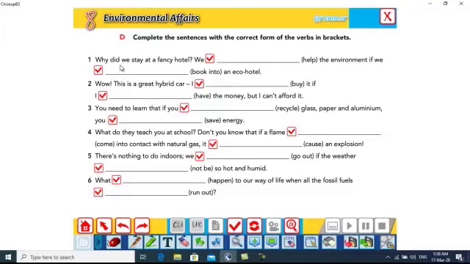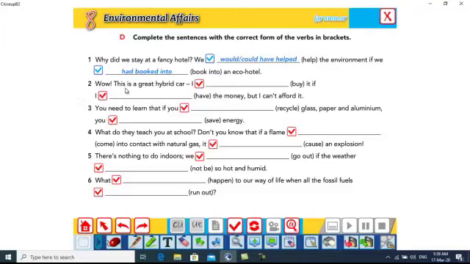This sentence expresses the past, and because it is speaking about the past, we need to use the third conditional. So we need to say we would have helped. We can also say could. We would have helped the environment if we had stayed in an eco hotel. Now let's move to sentence number 2.